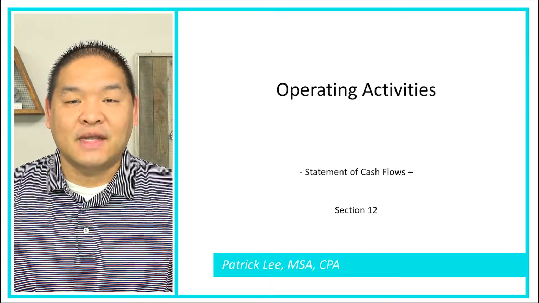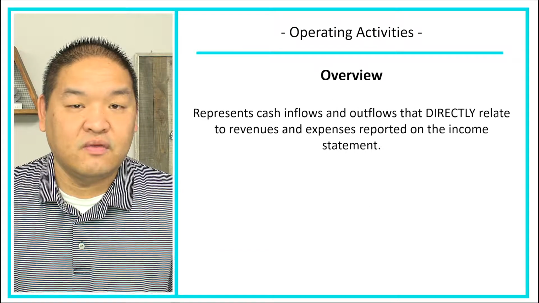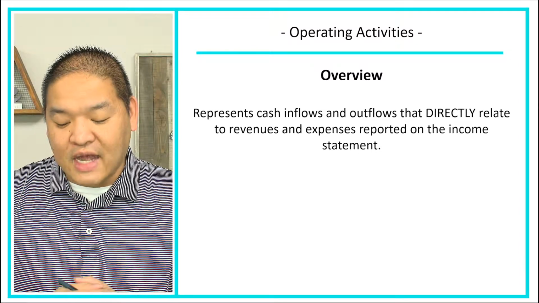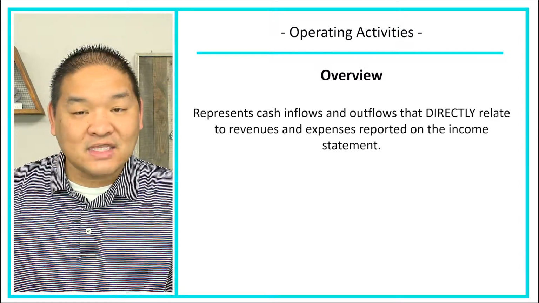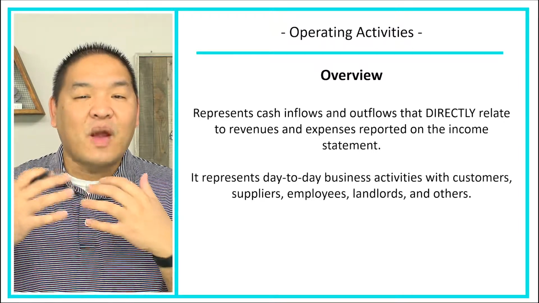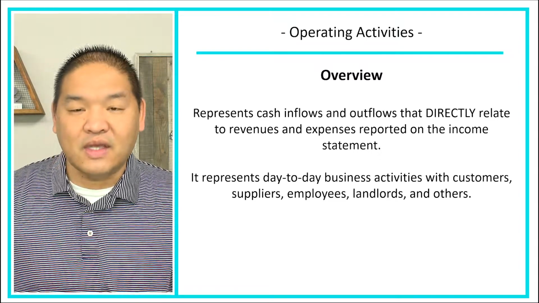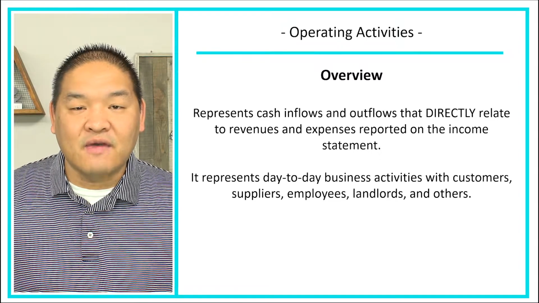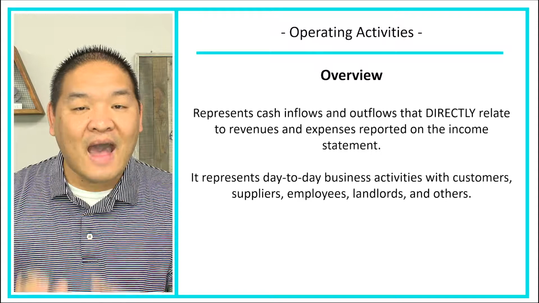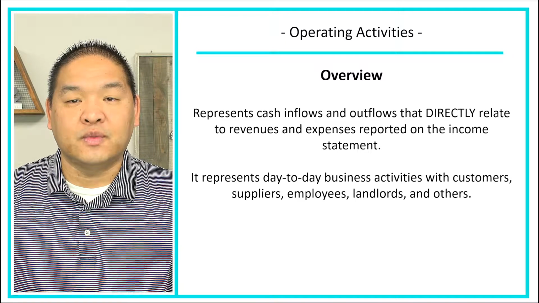So let's talk about the operating section of the statement of cash flow. A little bit of overview here, or review of what you already know. The operating activity section represents all the cash inflows and outflows that directly relate to revenues and expenses reported on the income statement. What I often say is it represents the day-to-day activities of a business with their customers, their suppliers, the employees, their landlords, and any other vendors that they deal with. What do they do on a daily basis to make money? That is what would go into the operating section of the statement of cash flows, okay?